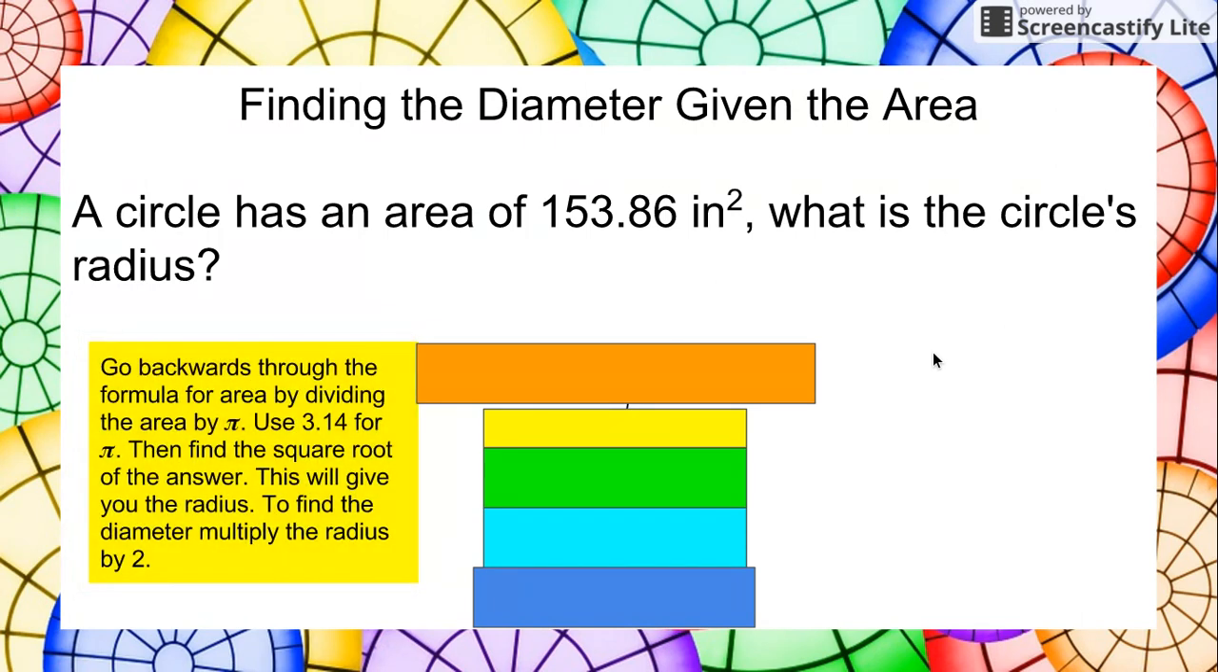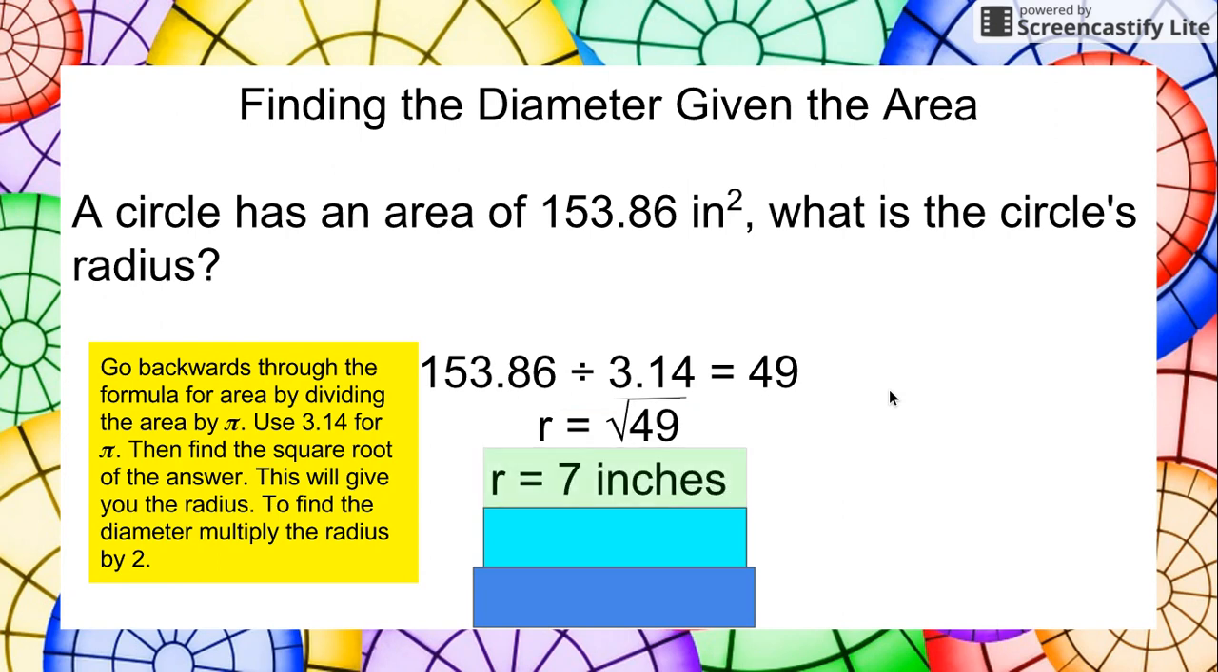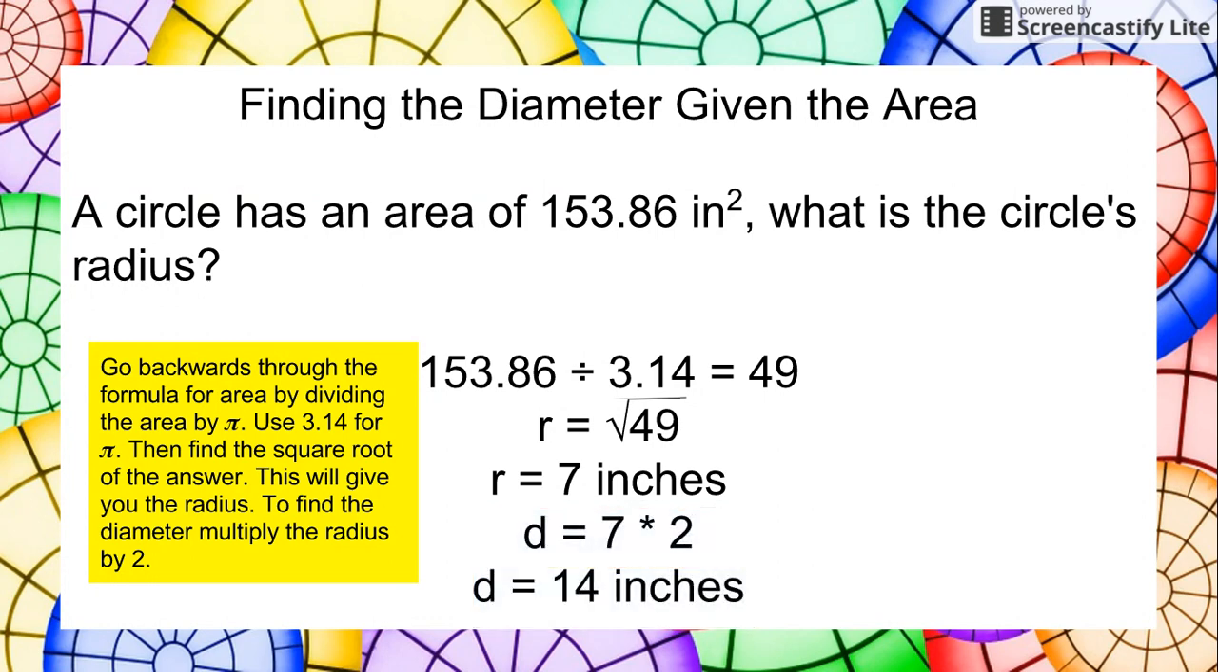We would go backwards through the formula for area by dividing the area by pi, use 3.14 for pi, then find the square root of the answer. This will give you the radius. To find the diameter, multiply the radius by 2. So 153.86 divided by 3.14, still 49. The square root of 49 is 7. Then to find the diameter, we would do 7 times 2, which is 14 inches.